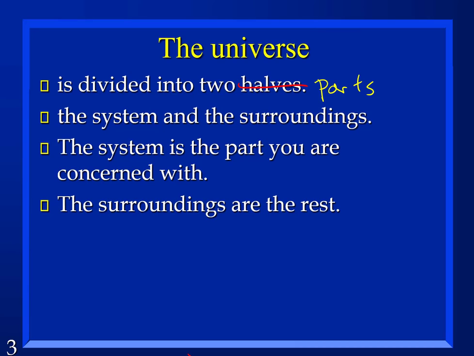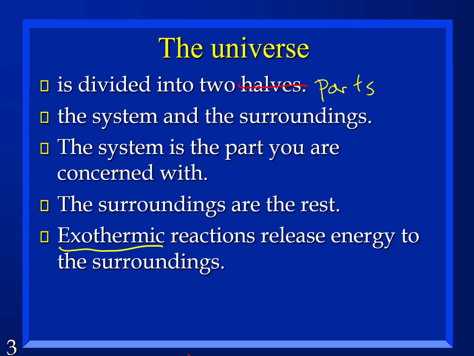So the reason why we identify the system and surroundings is because then we can give energy a direction. And we always take the system's point of view. So I take the system's point of view, is energy leaving or is it coming in? If the energy is leaving, we call it exothermic. So in exothermic reactions, the system releases energy to the surroundings.